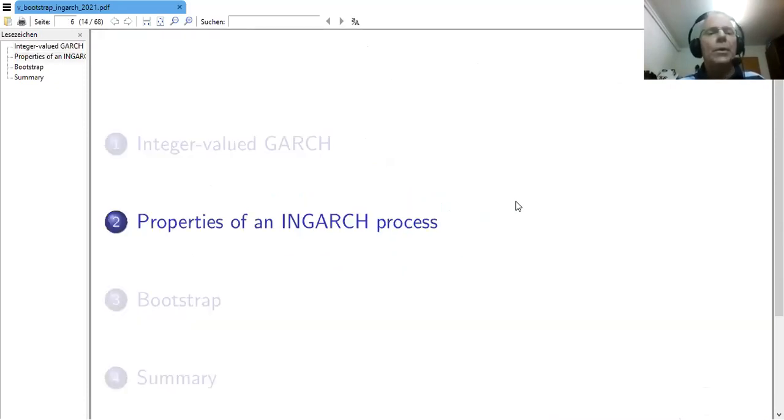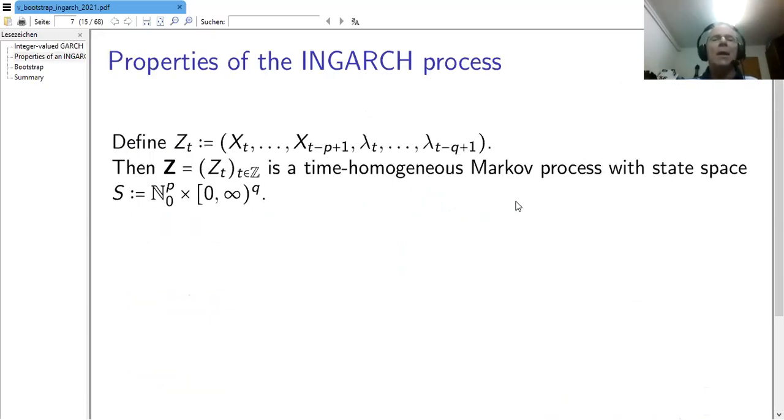Okay, now I turn to some simple properties of such an integer valued GARCH process. For that, I put everything in the context of a Markov process. So the process consisting only of x_t and lambda_t is not a Markov process, but if we put enough of these random variables in such a vector, then we get a Markov process of order 1, and the state space of this process is, of course, this one.